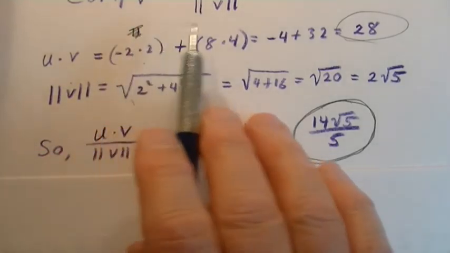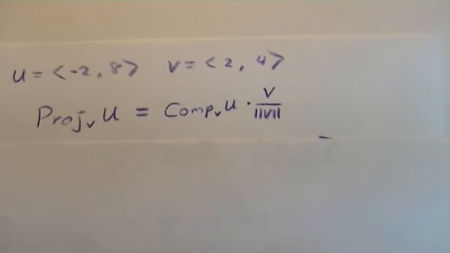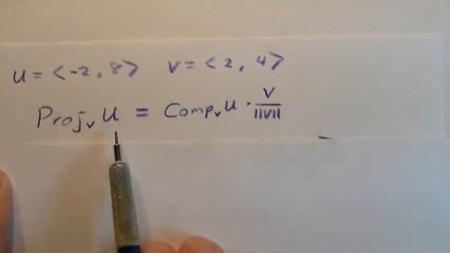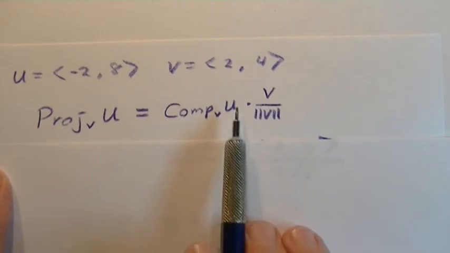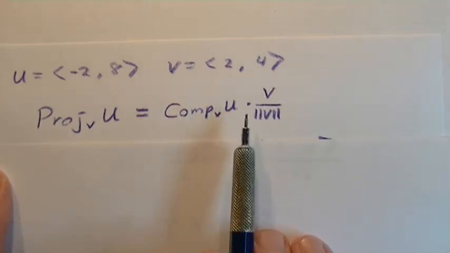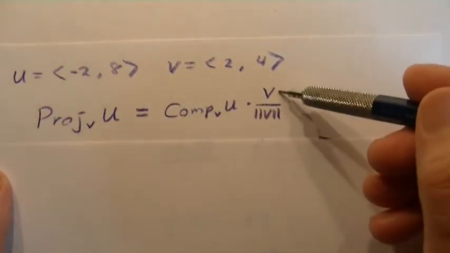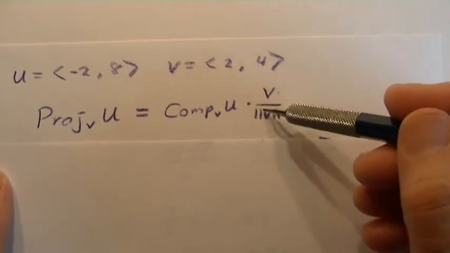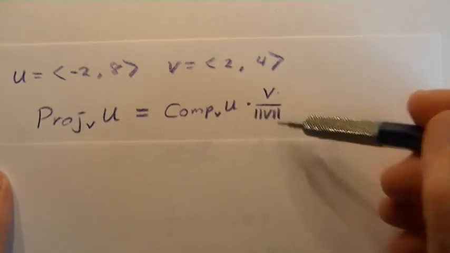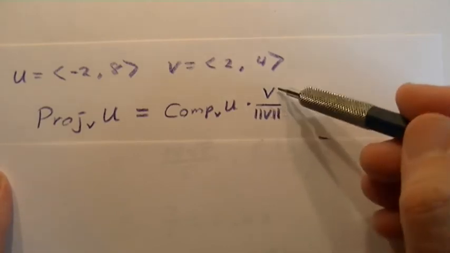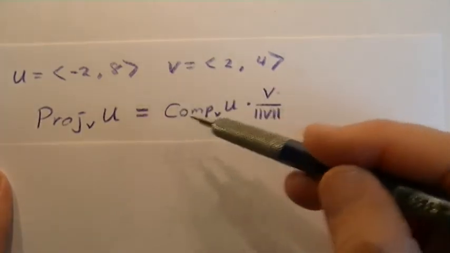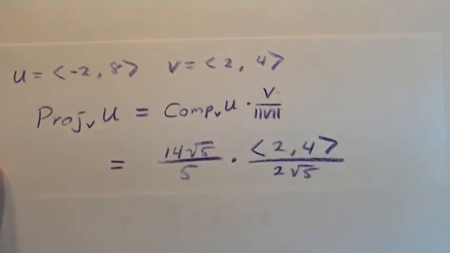Once you calculate the component of u along v, then calculating the projection is pretty straightforward, because to find the projection, we take the component. We've already calculated this in that previous problem, and we multiply it times the vector v divided by v's magnitude. We've already calculated v's magnitude, so we've got this. We know this. It's given in the problem. We know this. So we really just put all those things together.